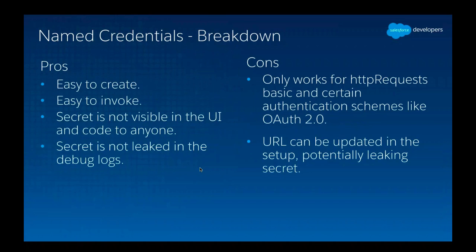What are the pros of this method? It is very easy to create, and I'm going to show you in the demo as well. It is very easy to invoke. The secret is not visible to any of the users of the org in the UI, and it is not leaked in the code anywhere. Also, the secret is not leaked into the debug logs. So as a secure developer, we need to make sure that our secrets are not even leaked into the debug logs. It is very important.